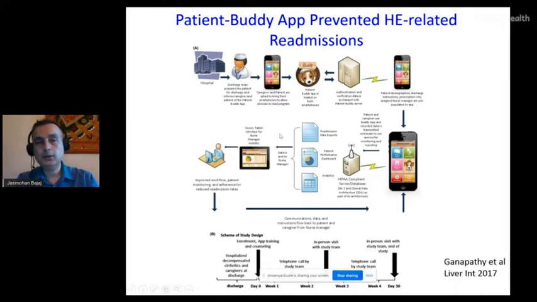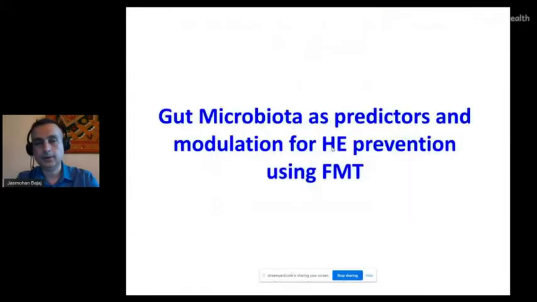Here, both the patient and the caregiver had their own smartphones or an app that they used to put things together. We are right now doing a randomized trial in this across three centers across the United States. And hopefully we can get some good results from that as well.